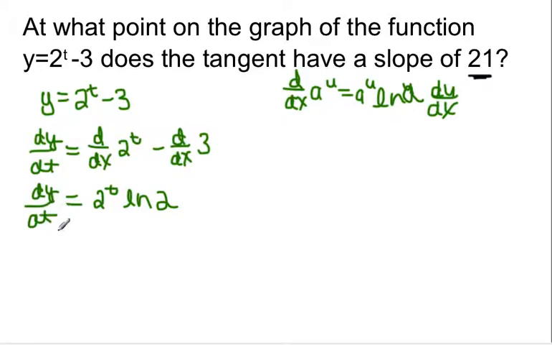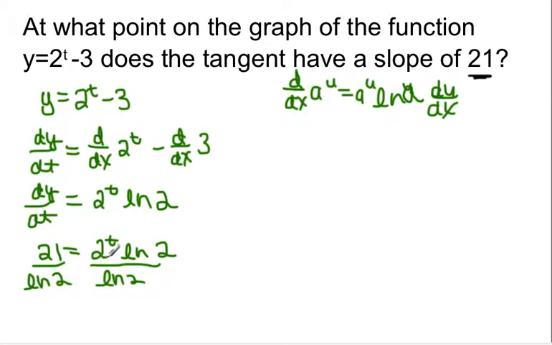All right, so that's what your derivative equals. So now it's going to say, let's let the derivative equal 21. So I'm going to say 21 is equal to 2 to the t times the ln of 2. Okay, so now I'm going to solve for t. So to do that, I'm going to divide both sides by the ln of 2. So that's going to give me that 2 to the t equals 21 divided by the ln of 2.